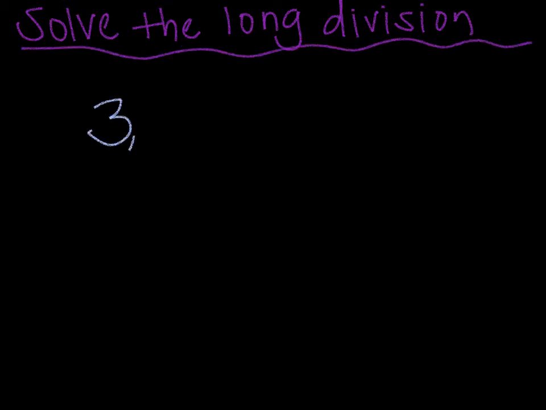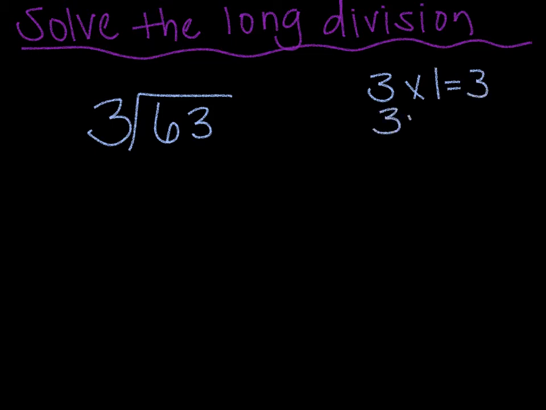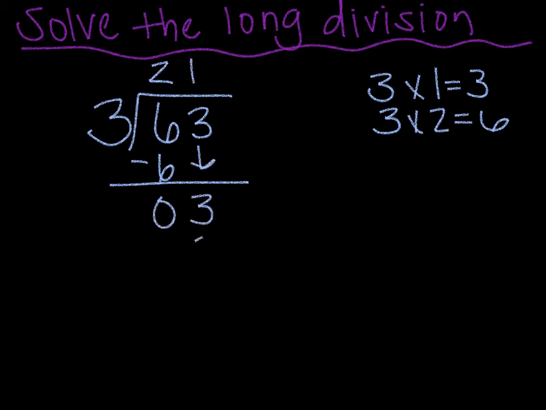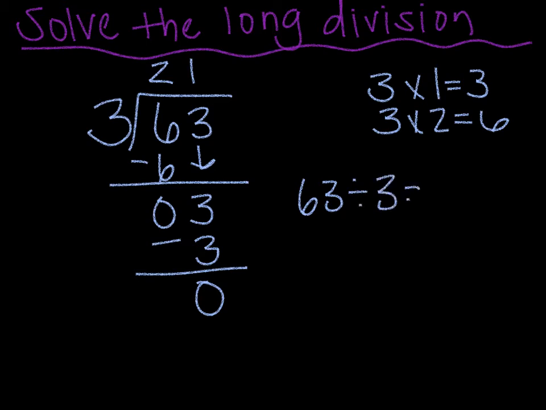Solve the long division. 63 divided by 3. I need to start doing my multiples. 3 times 1 equals 3. 3 times 2 equals 6. So I know that 3 fits into 6 twice. 3 times 2 is 6. 6 minus 6 is 0. I need to bring my 3 down. 3 fits into 3 one time. 3 minus 3 is 0. So 63 divided by 3 equals 21.